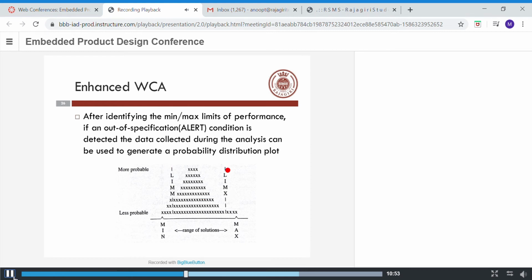You have a maximum and minimum limit. You have a probability curve which comes into picture. So based on the data of your probability curve, you will be able to make more informed decisions. So that is what your enhanced WCA is.